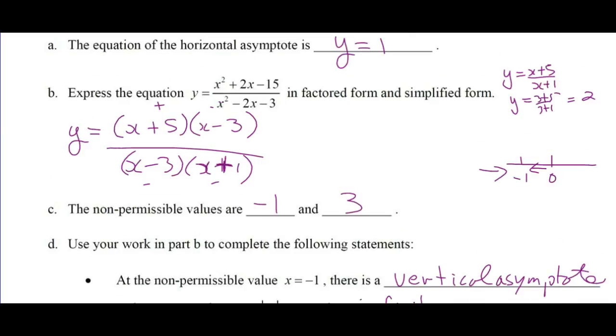Did you make y 0? And the y-intercept is, take these guys. Y-intercept occurs when x is 0. You're going to end up with negative 15 over negative 3, which is 5.